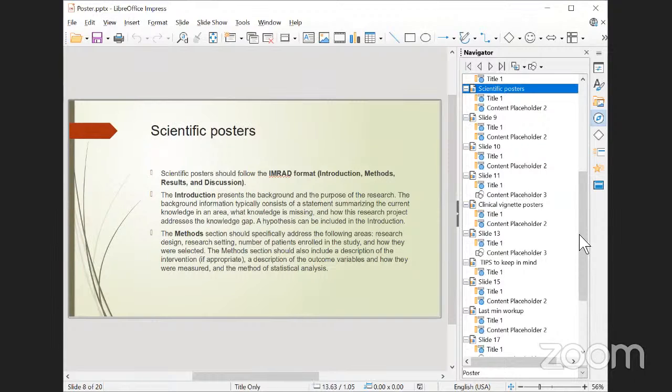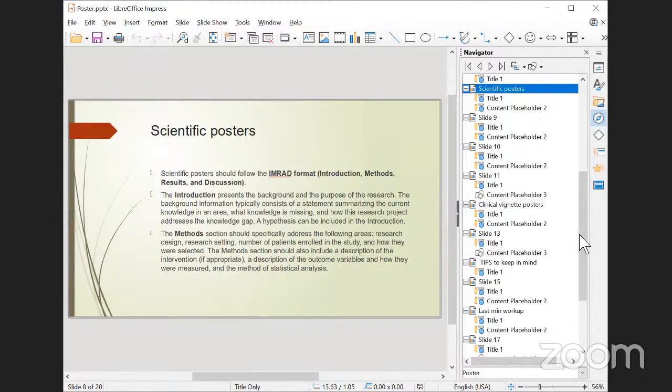Background information typically consists of a statement summarizing the current knowledge in an area, what knowledge is missing, and how this research project addresses the knowledge gap. Hypothesis can be included in the introduction.